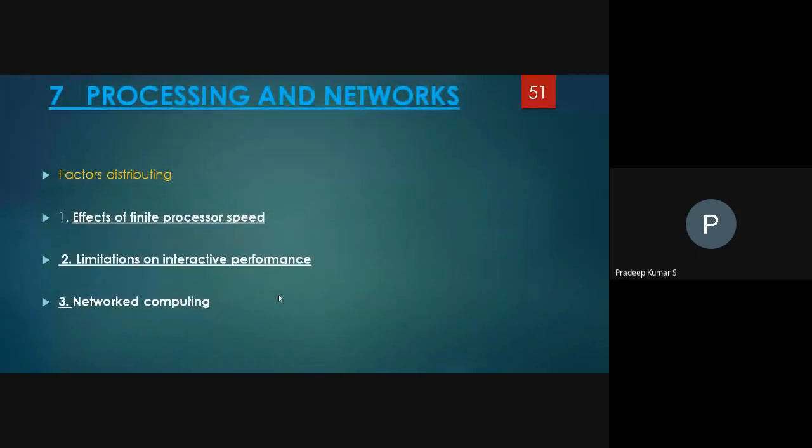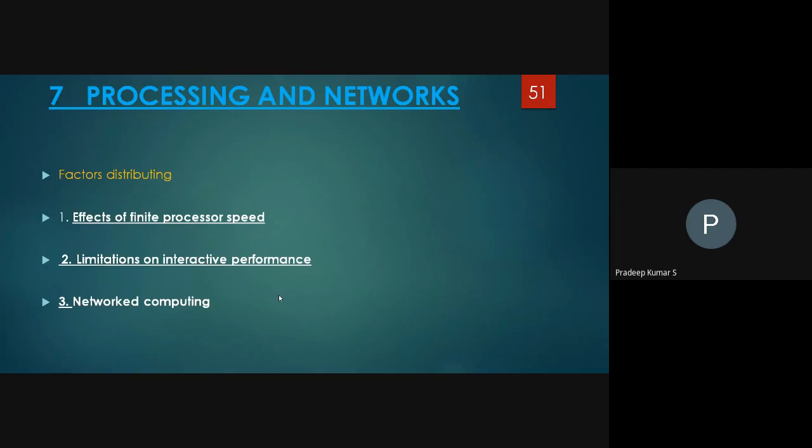Now in this class, we are going to discuss processing and networks. So what are the factors? In the university exam, this question they will frequently ask: explain the factors distributing the processing of network. You have to elaborate and write three major points. First one is the effects of finite processor speed. Second one is the limitation on interactive performance. Third one is network computing.